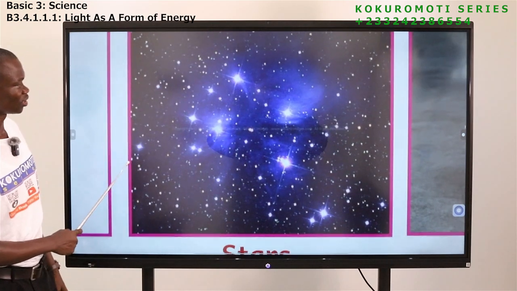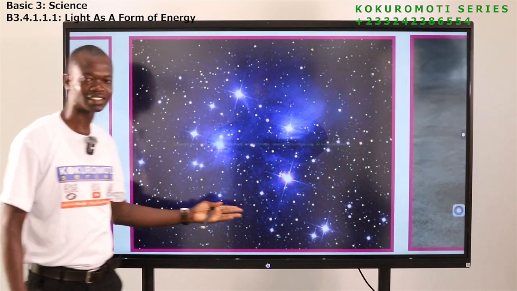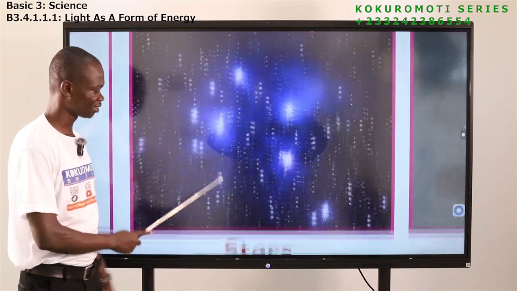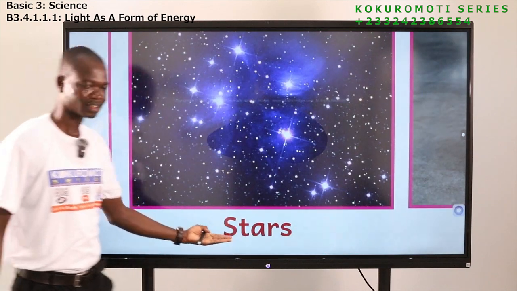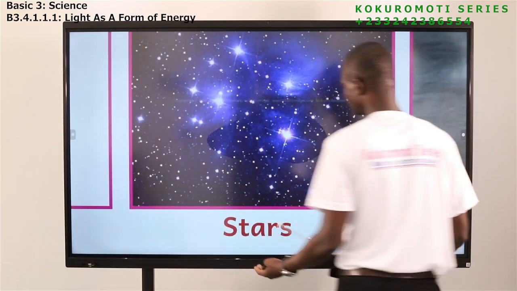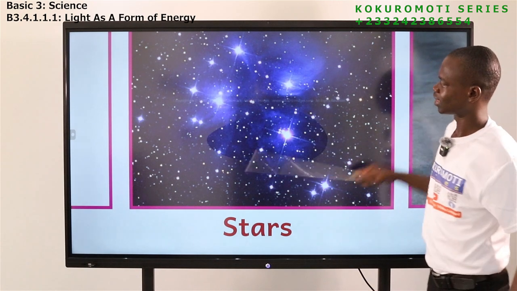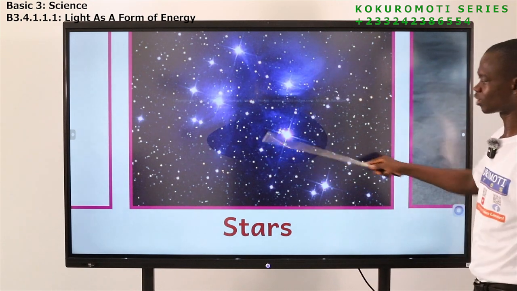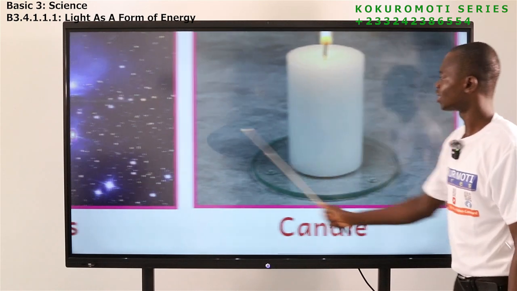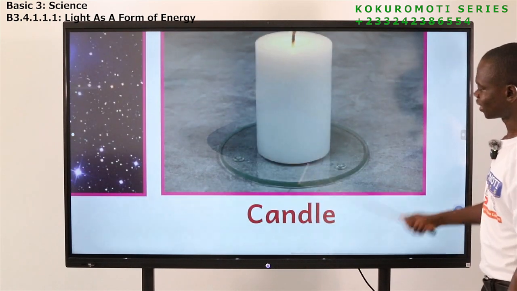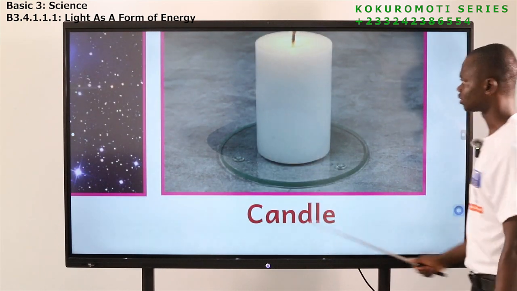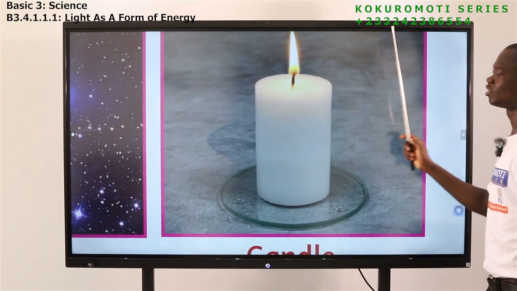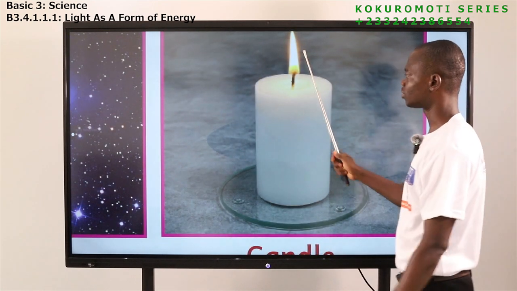The next one is also here. We see this in the night. What do you think this is? So these are stars. We see the stars in the night. So the stars also give us light. Now let's go to the next one. The name is even here. Candle. So this is how a candle looks. So we also use candle to give us light.